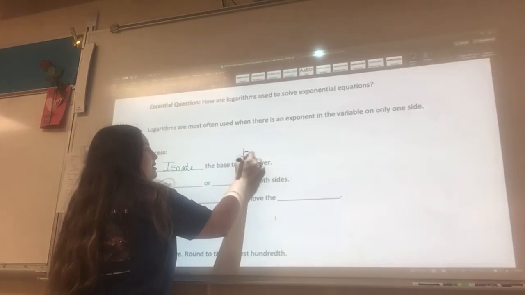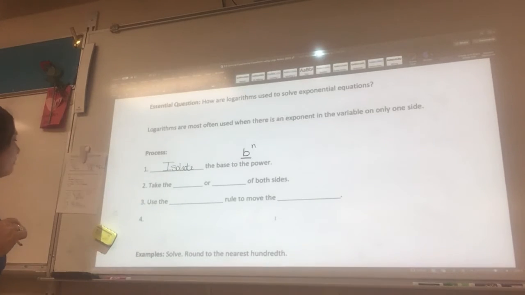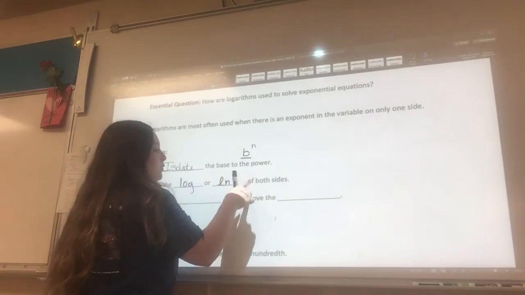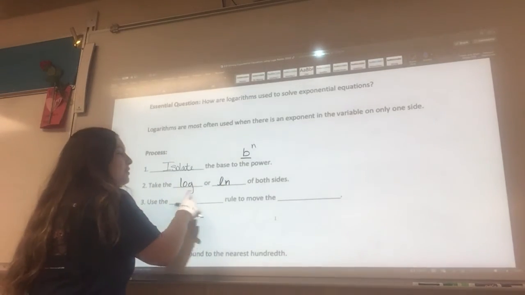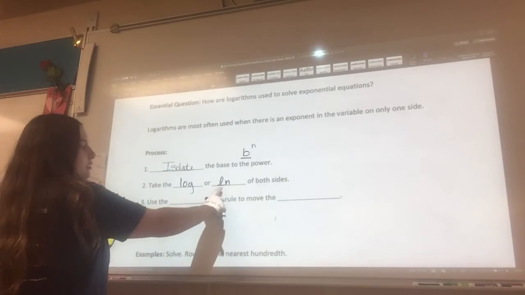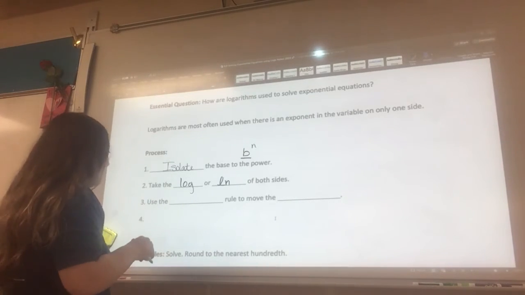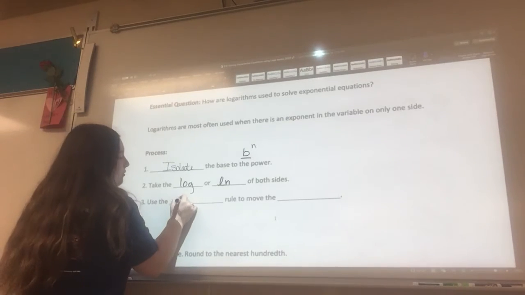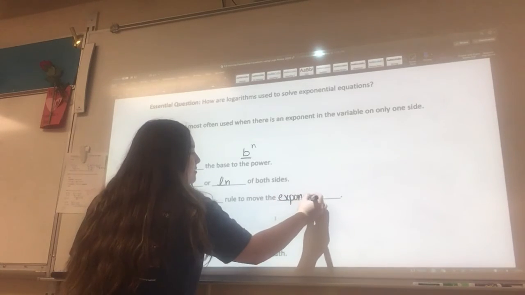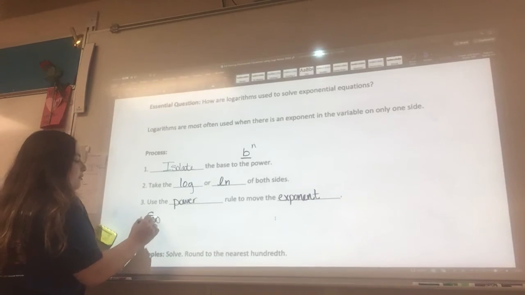Remember, base is this number with an exponent. That is your base to the power. You're then going to take the log or the natural log of both sides. You'll see that some of these are easier to deal with based off of specific problems. It does not matter which one you take, but specifically with ln, if you have an exponential of an e, it might be easier to take the ln. You're then going to use the power rule to move the exponent. So this allows us to get the exponent down from the power, and then we can solve.